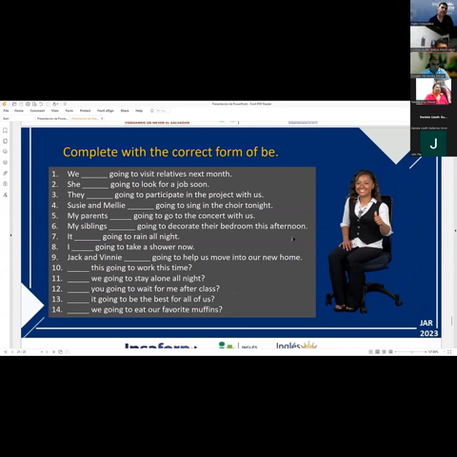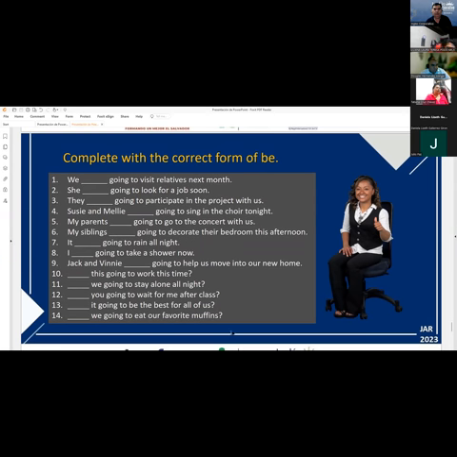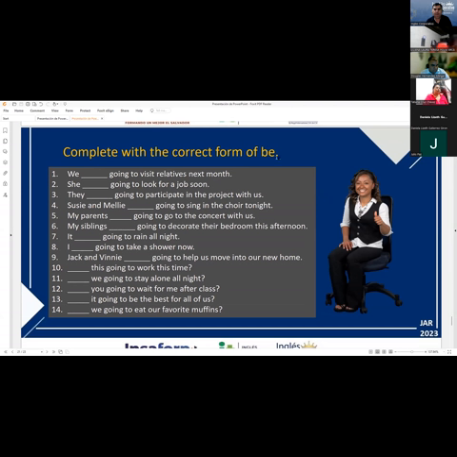Complete the sentences with the correct form of be. You have to use is, are, isn't, aren't, whatever you prefer to use. Okay, let's go to the groups and practice.